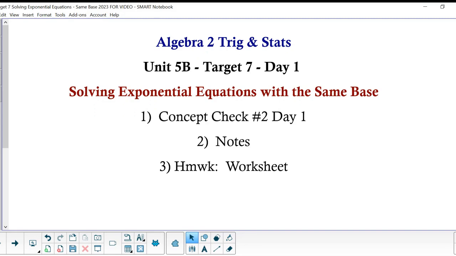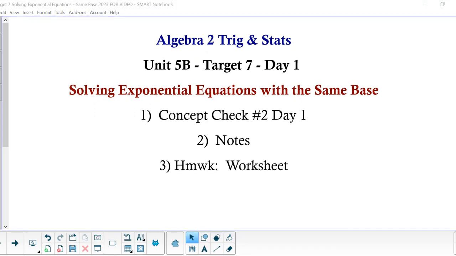Hey everyone, this video is about solving exponential equations with the same base. It is target 7 from Unit 5B. We're going to start off with reviewing the concept checks. So get out your packet for concept checks. We're going to do concept check number 2, day 1. So there should be 4 problems there.